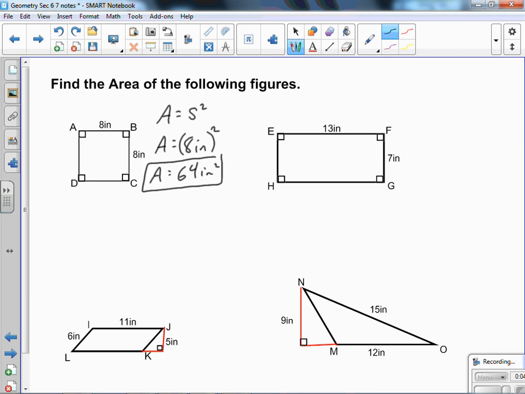All right, so the next one over there, EFGH, is a rectangle. So we're using area equals base times height, or length times width, whichever you prefer to look at it as. So it's going to be 13 inches times 7 inches, and 13 times 7 will be 91 inches squared.